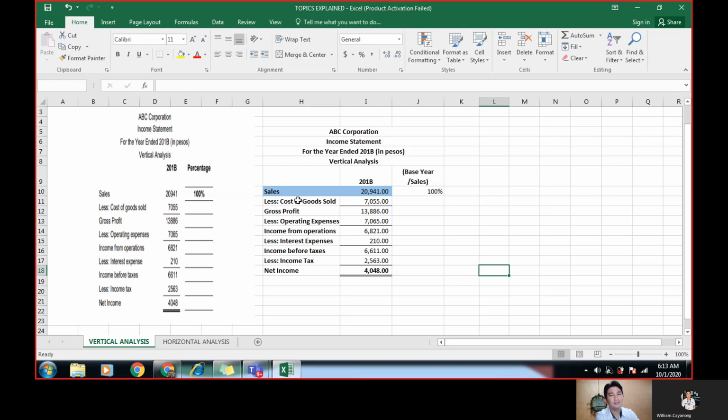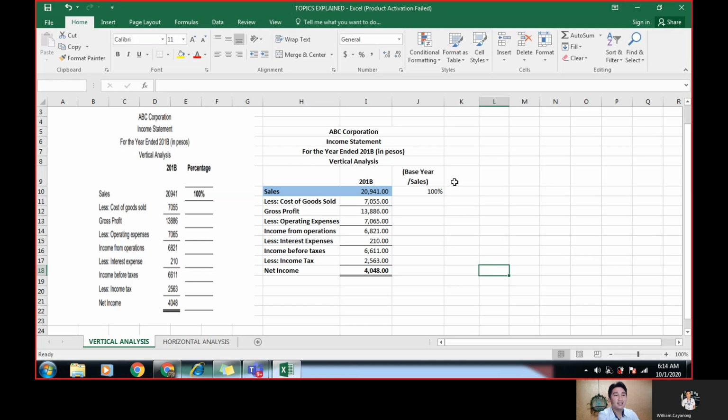But before we start, bakit pa natin kailangan ng financial statement analysis? It's because in a certain company, we want to know the financial health or condition of our company. Okay, so we are going to measure that through financial statement analysis. Okay, so vertical and horizontal analysis are ways how to analyze your financial statements.